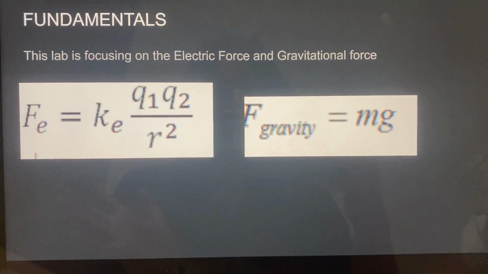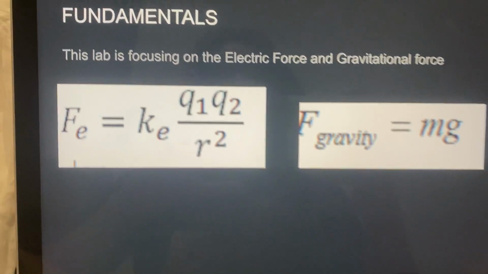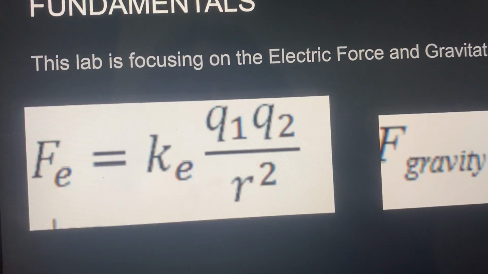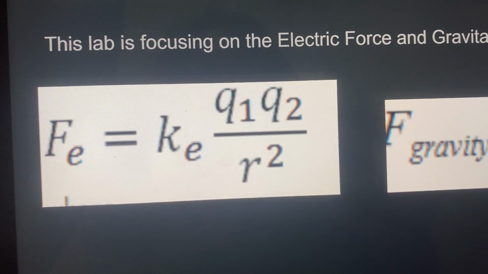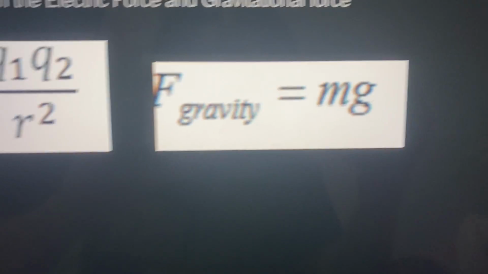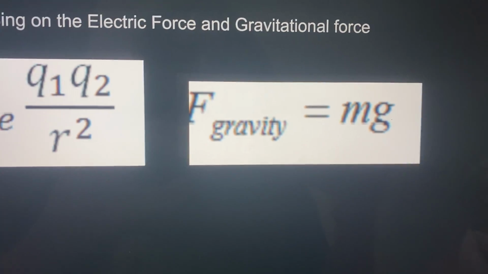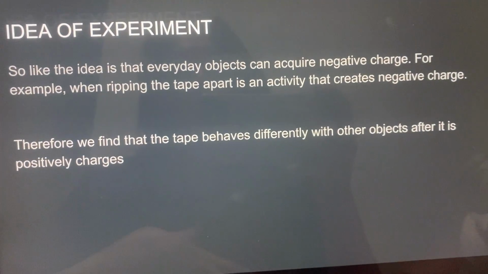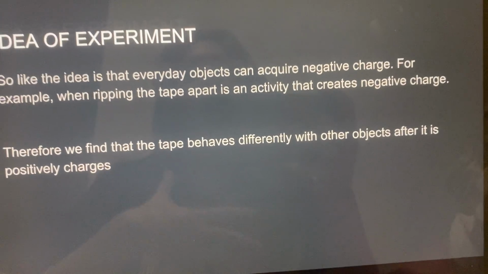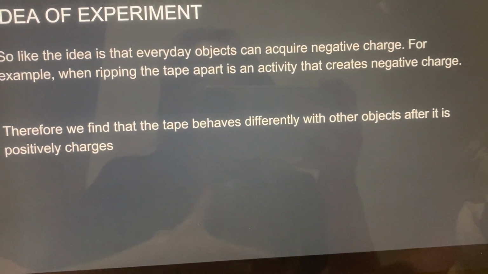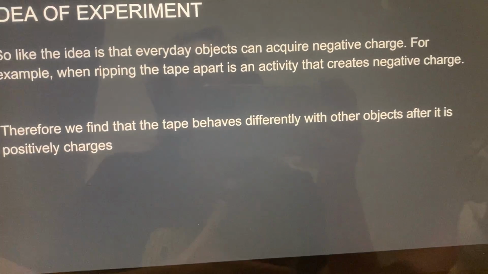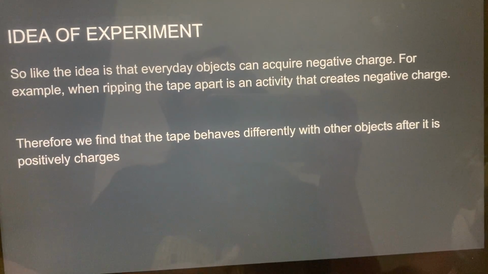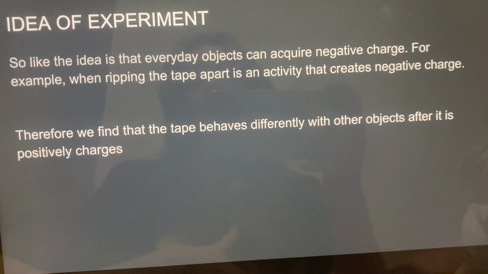So the fundamentals of this lab are the electrical force, which is kappa times charge over the distance squared, and the force of gravity, which is just mass times 9.8. The idea of this experiment is that everyday objects can acquire negative charge from contact or ripping or things like that, because electrons, ions are just moving around, having a grand old time.